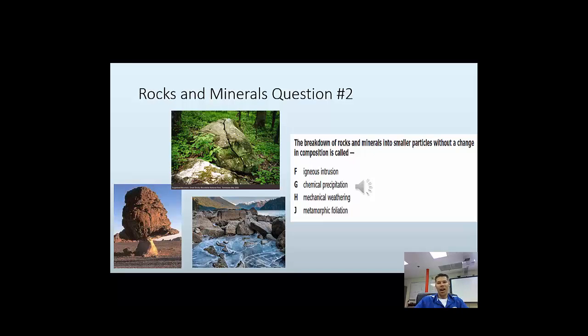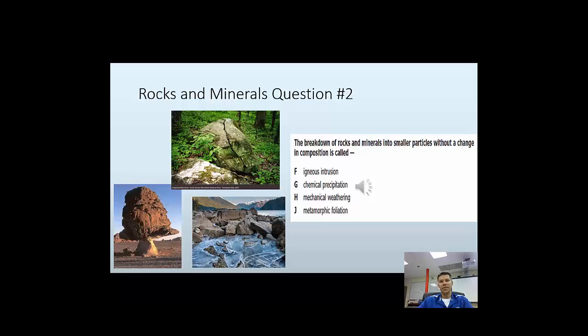The breakdown of rocks and minerals into small particles. Remember what that is? That's weathering. And remember the difference between weathering and erosion. Erosion is carrying away the broken sediments to a new location, and weathering is the actual process of breaking it down. So now you have to think between two options. There are two types of weathering: mechanical weathering and chemical weathering.